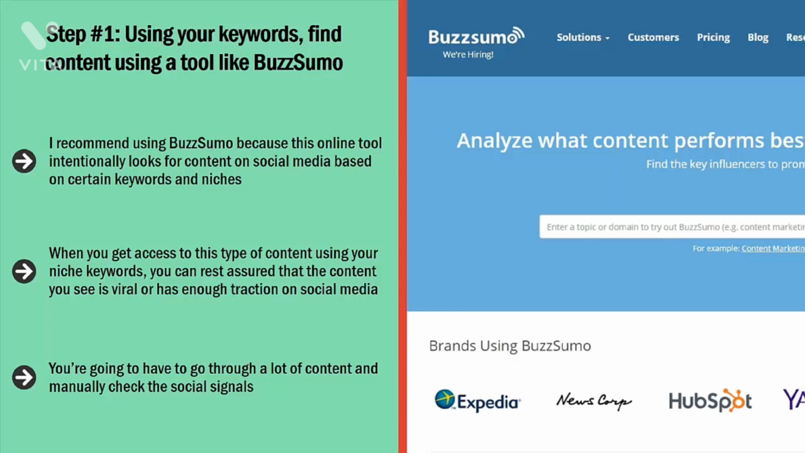When you get access to this type of content using your niche keywords, you can rest assured that the content you see is viral or has enough traction on social media. You don't have to use BuzzSumo. There are other similar tools out there. Regardless, you need to use that kind of tool. Otherwise, it's going to be very hard for you to do this manually. You're going to have to go through a lot of content and manually check the social signals. It's very tedious. It burns a lot of time. In many cases, you are still not sure if you got the right content.